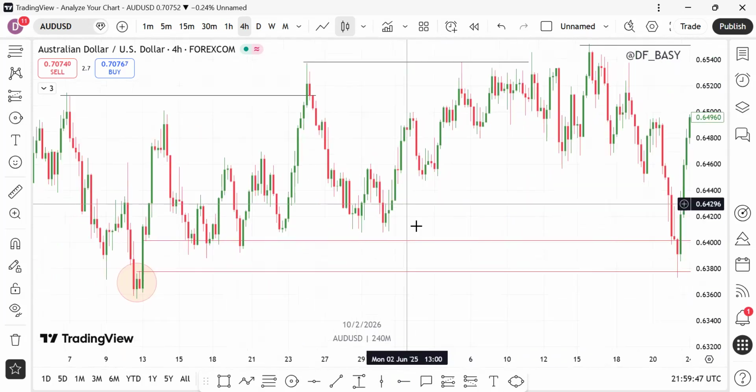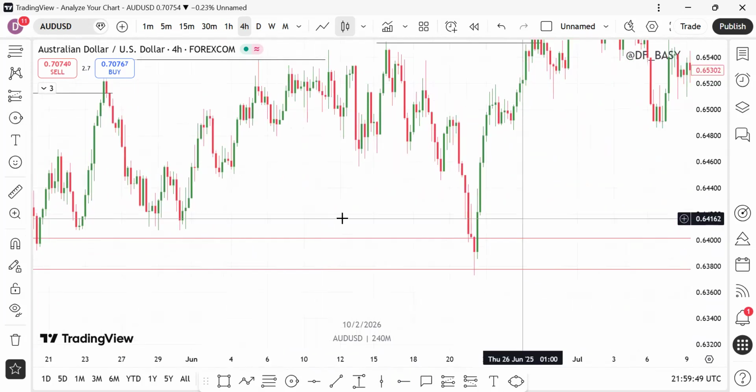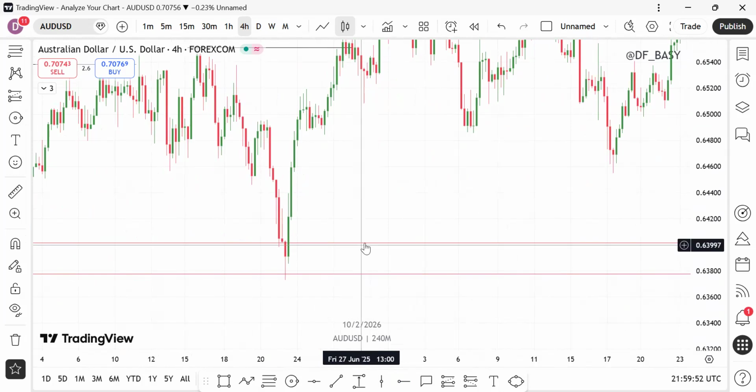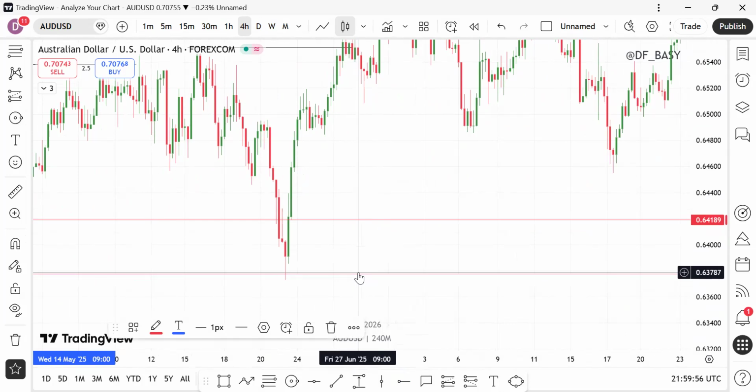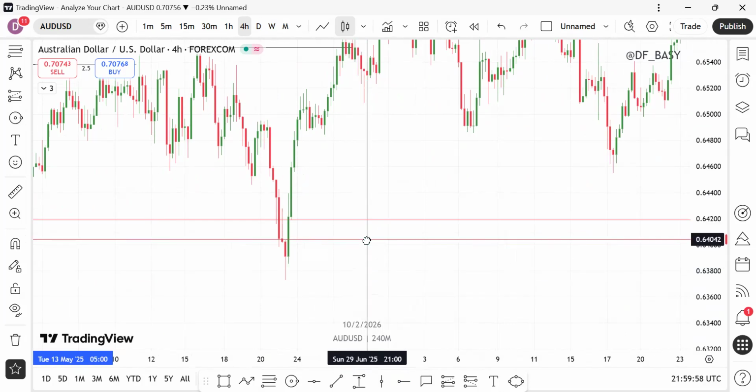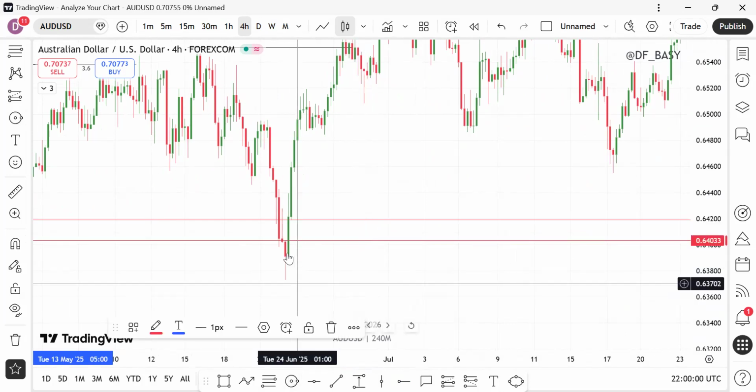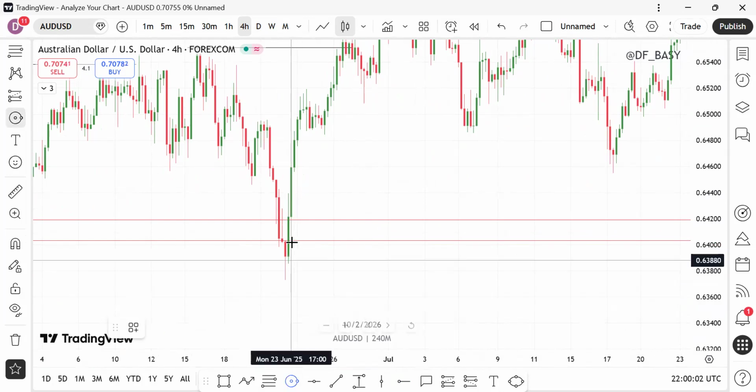So now that's what you go ahead and keep on marking. You keep on marking like this one over here. Where do we now have our fair value gap? From here to here is our fair value gap. Then do we have a bearish and bullish candle? Yes, we have a bearish and bullish candle.